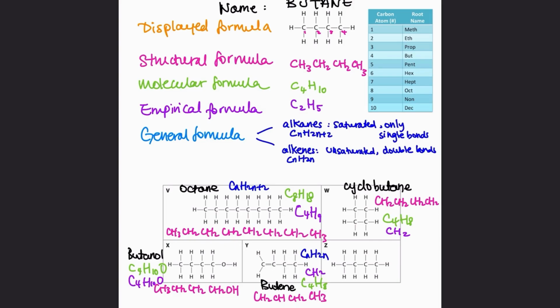And that's because this is a circular alkane, so you actually have 2 less hydrogens, so it ends up being a CnH2n as well. So actually, the general formula for cyclobutane is the same as the general formula for alkenes. And that's it.